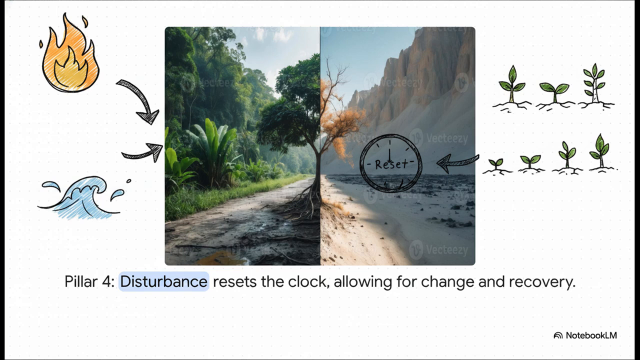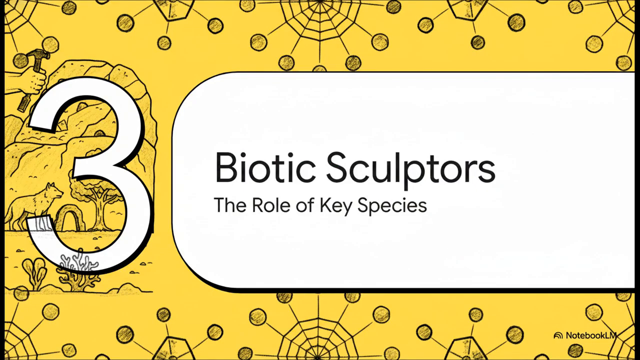They basically hit the reset button on the landscape, which kicks off this predictable process of recovery and regrowth that we call succession. All right, now let's zoom in on pillar 3, species interactions, because you're going to find that not all species play an equal role. Some have such a massive, outsized impact that they're basically sculptors, physically shaping their entire environment.